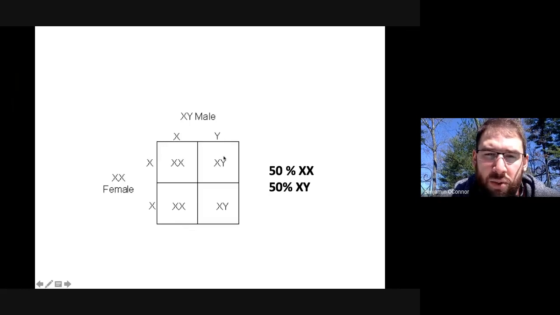Same thing with the Y, you would bring it going down. All right, and then this X you bring across, and then your 4 possibilities for offspring are shown in the Punnett square. So you have a 50% chance of being XX or female, or a 50% chance of being XY.